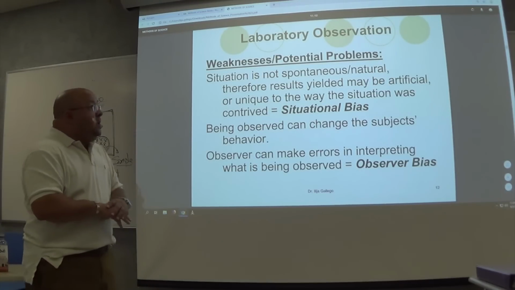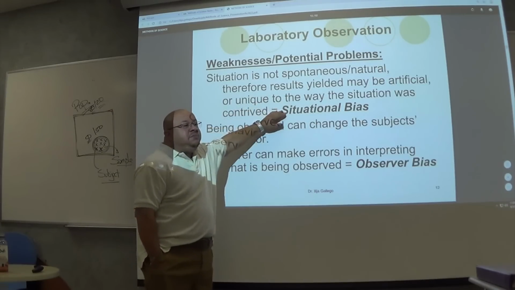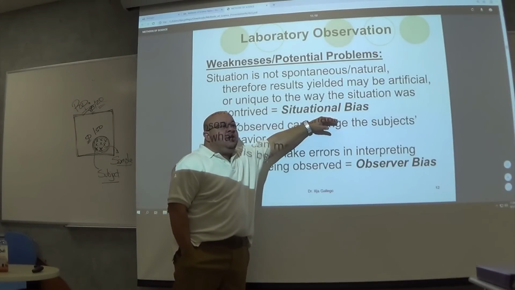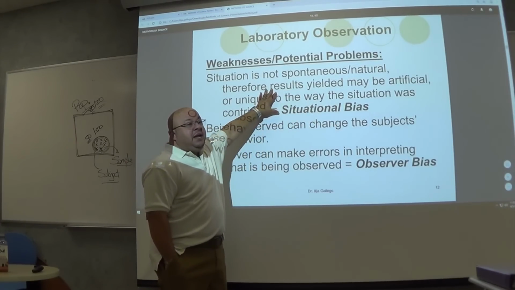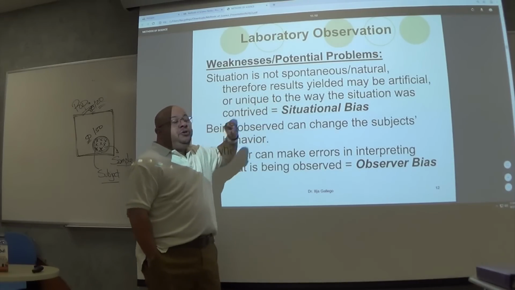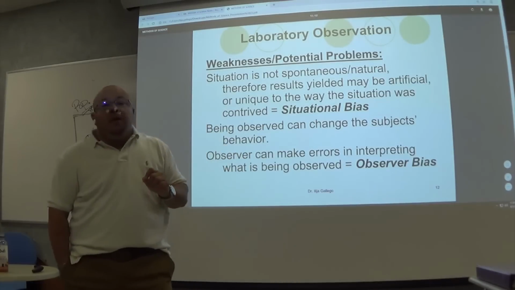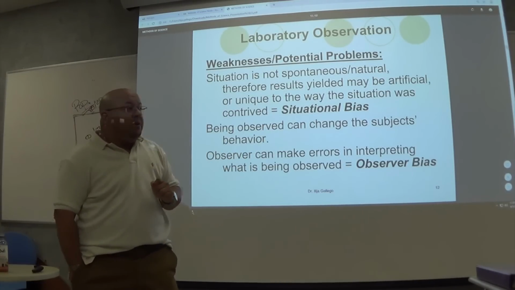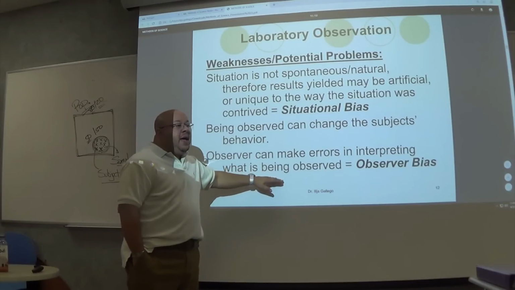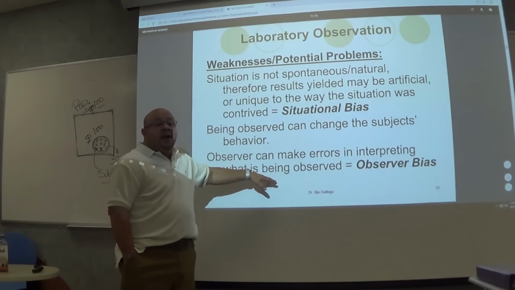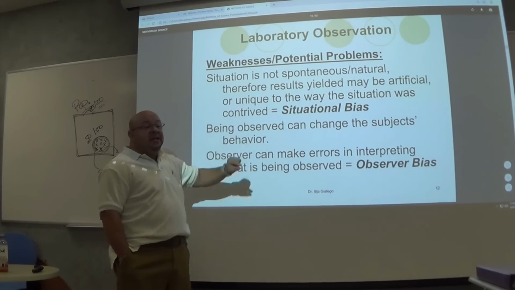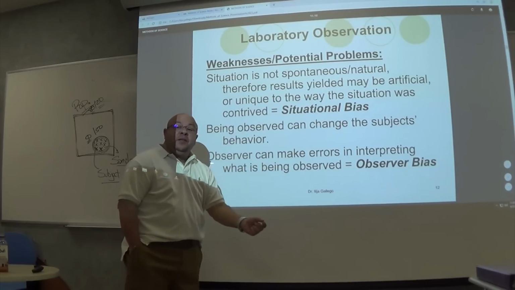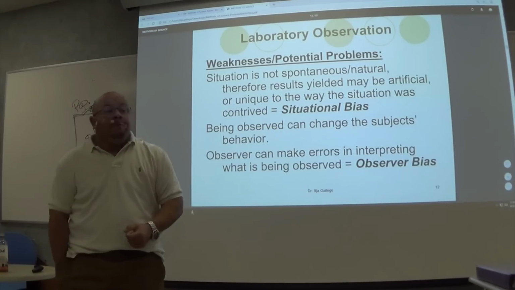Okay? So this situational bias means a bias or error that occurs in the results as a result of how I set the situation up. And this only occurs in laboratory observation. Make sure you know that, and make sure you feel very comfortable with situational bias because it's not in your textbook. Okay? So observer bias means that you make an error in your observations, and situational bias means that the way you set the situation up led to a particular outcome, and it would have been different if the situation would have been different. Okay?